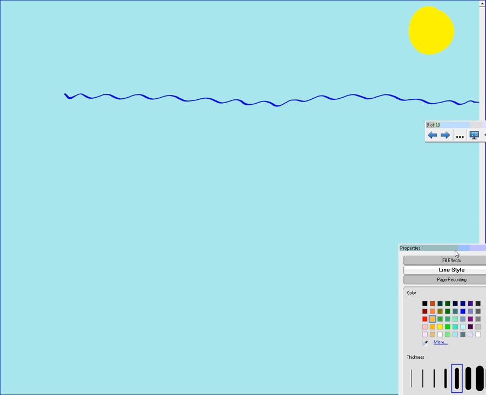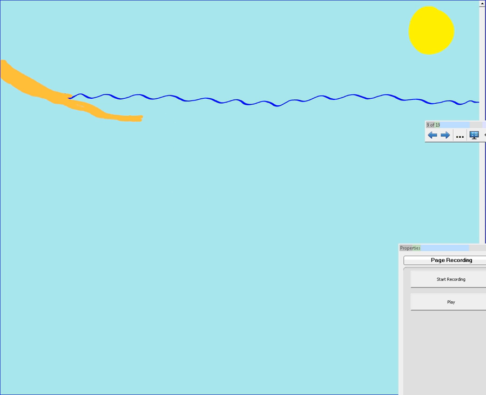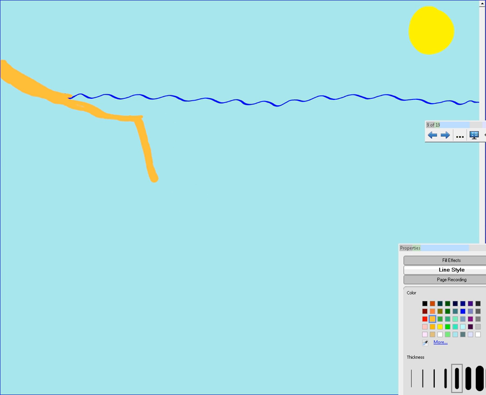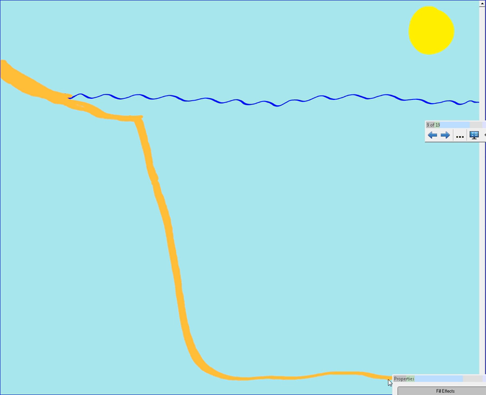At the edge of the water, we usually have what? A beach or a coast. So make sure you give yourself a beach. And then all of this area here is what? All of this brown area is what? That's your ocean floor.